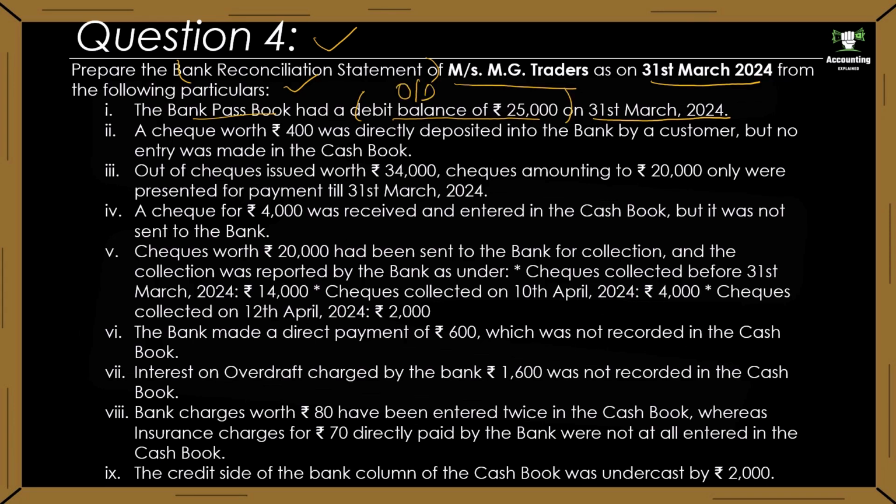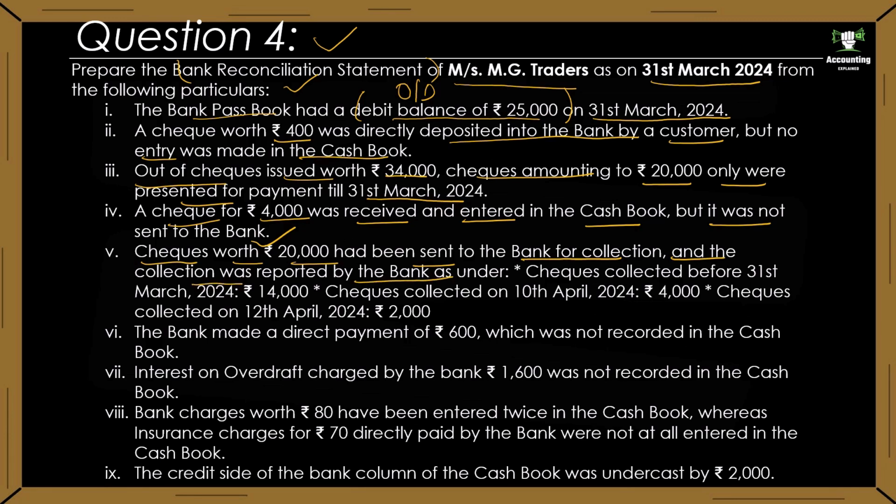A check worth rupees 400 was directly deposited into the bank by a customer, but no entry was made in the cash book. Out of checks issued worth rupees 34,000, checks amounting to rupees 20,000 only were presented for payment till 31st March 2024. A check of rupees 4,000 was received and entered in the cash book, but it was not sent to the bank.